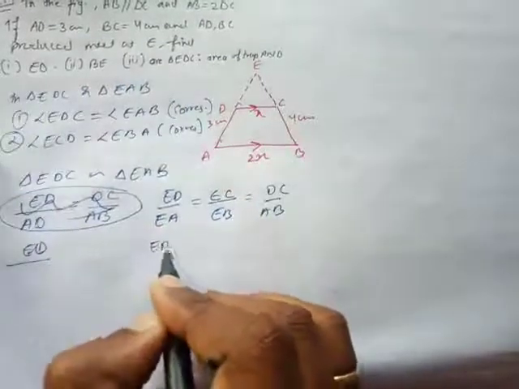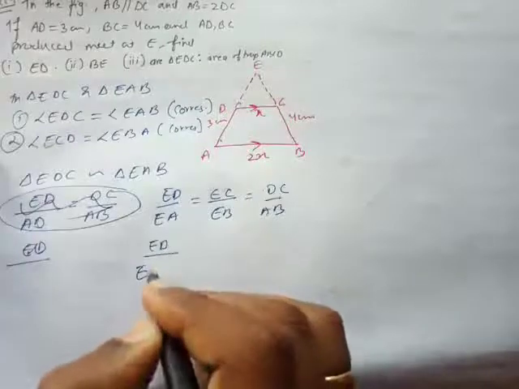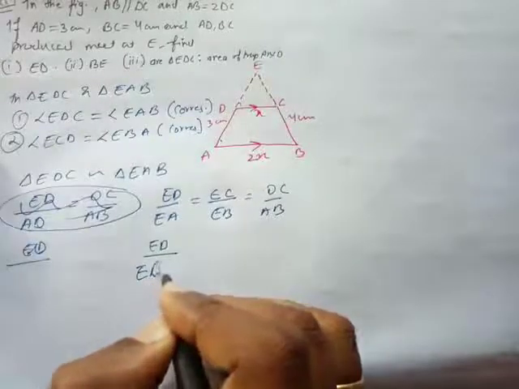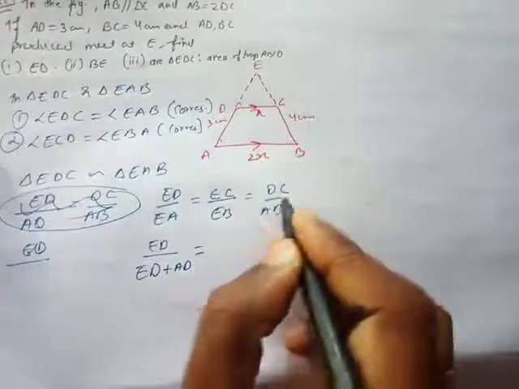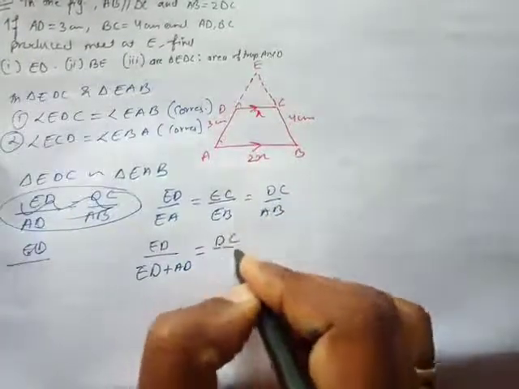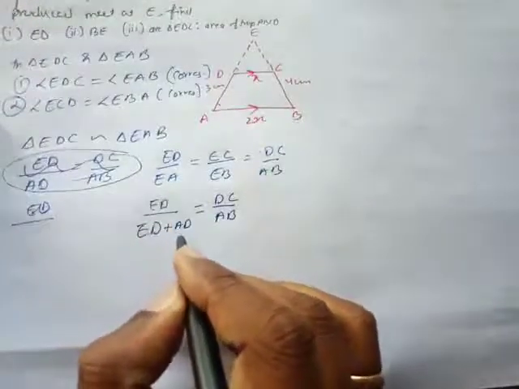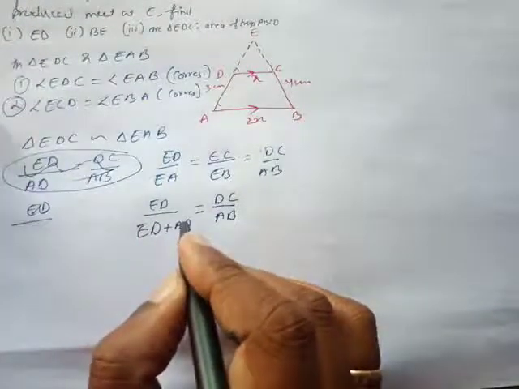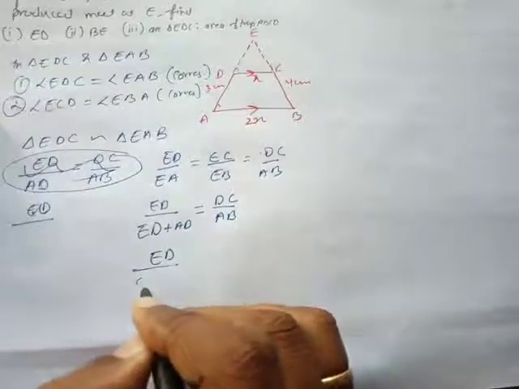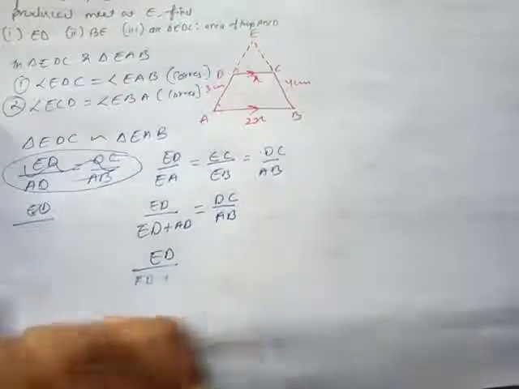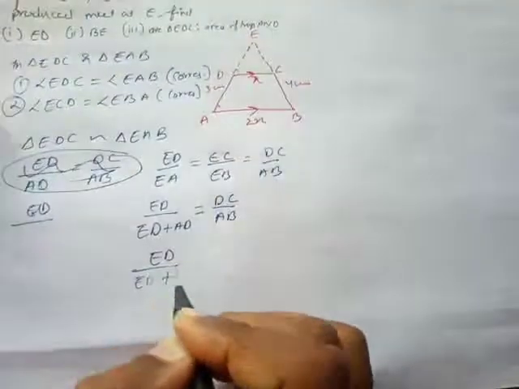Now ED I have no idea what it is, I have to find ED. But I can write EA by breaking it as ED plus AD, equal to this part, DC over AB. Now ED I don't have, but I have AD. Can you guys think of what AD is? AD is 3. So I'm going to write 3 over here.